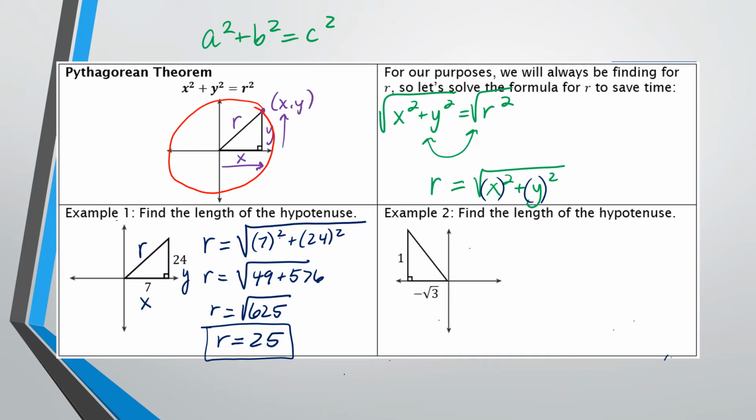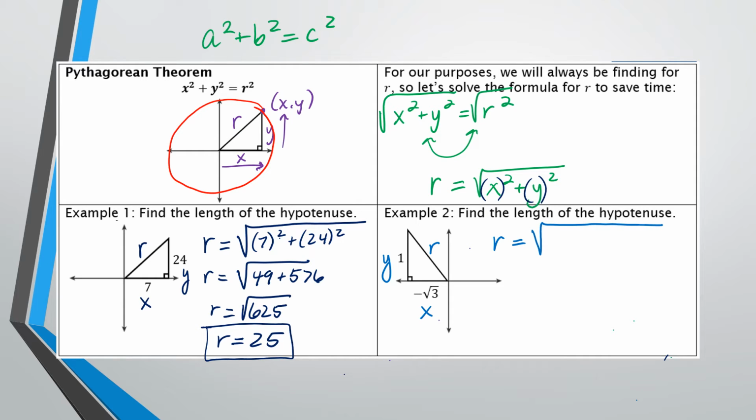Things look a little more complicated for a couple reasons. Number 1, you have negatives, and number 2, we have a radical. So just some things to be aware of as we go through this. So I'm going to label everything like I did before. So my horizontal distance, that's the negative square root 3, that's my x value. 1 is my y value because that's my vertical distance. And then I'm looking for the radius of my triangle, which is actually the hypotenuse.